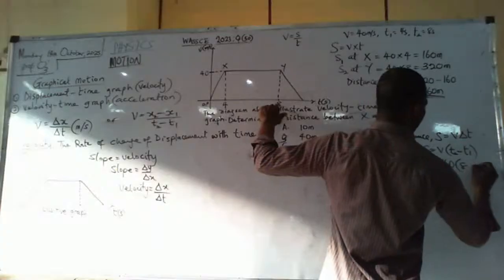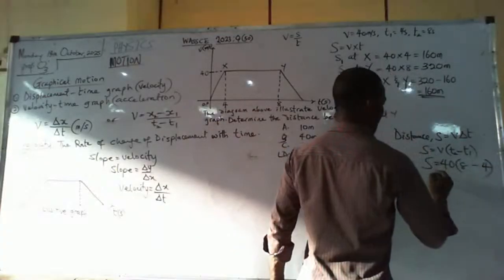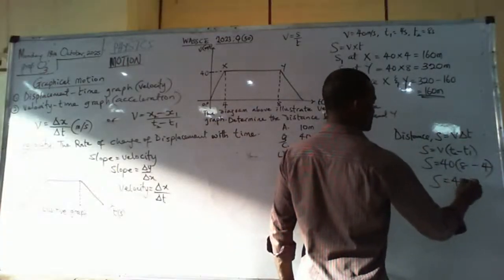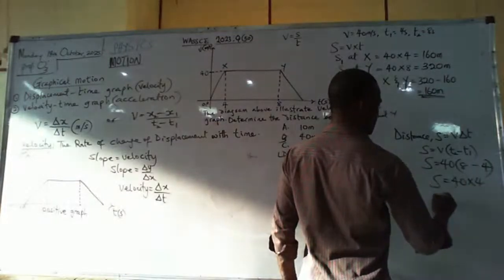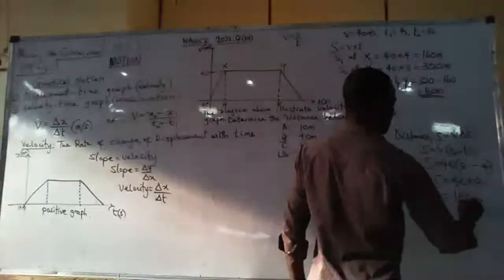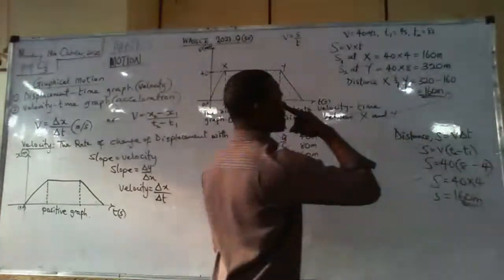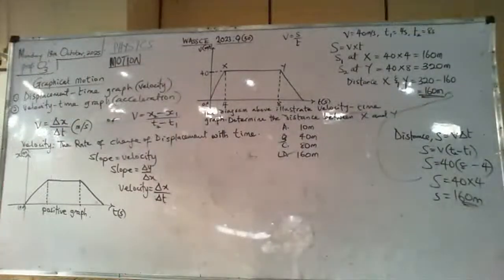This is the highest time minus the lowest time. And that will not give you what? 40 times 4. That will not give you what? 160 meters. It's still the same thing without passing through this slow process. Is that understood? Any question? Any further question? We are going to the next question.